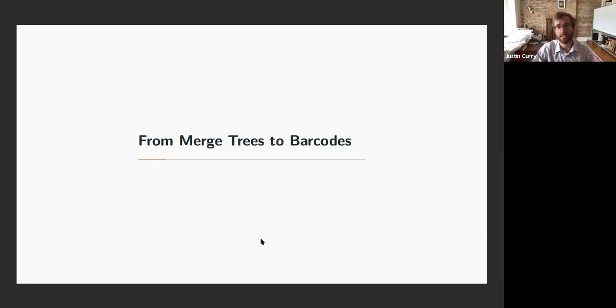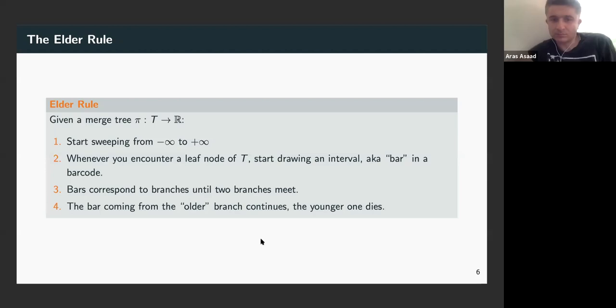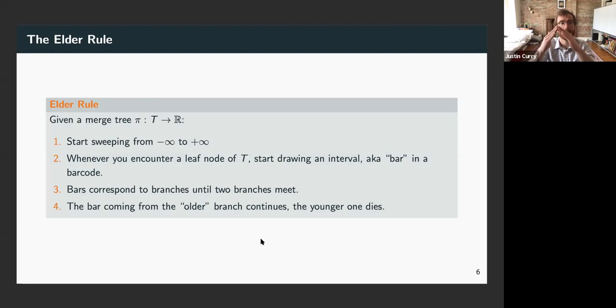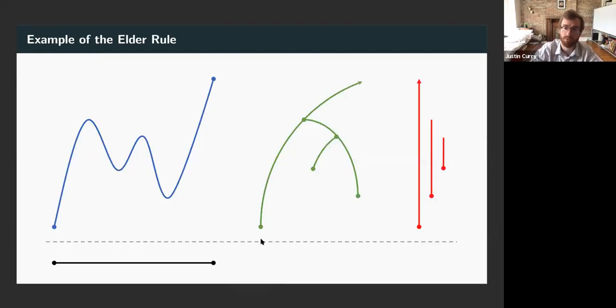So people haven't really gotten into the underlying mathematics behind how persistence diagrams or barcodes arise. So let me tell you a little bit about that. So the prototypical rule, at least for studying H0 persistence, is what's called the Elder rule. So if I have this merge tree, I'm going to imagine I'm sweeping from bottom to top. So it's from -infinity to +infinity. And whenever you encounter a leaf node, you're going to start drawing an interval. This is going to be a bar in your barcode. And whenever 2 branches meet, you can't keep drawing both intervals because now it's a single thing. And the rule is that the one that was born earlier persists, and then you have to stop drawing the younger one.